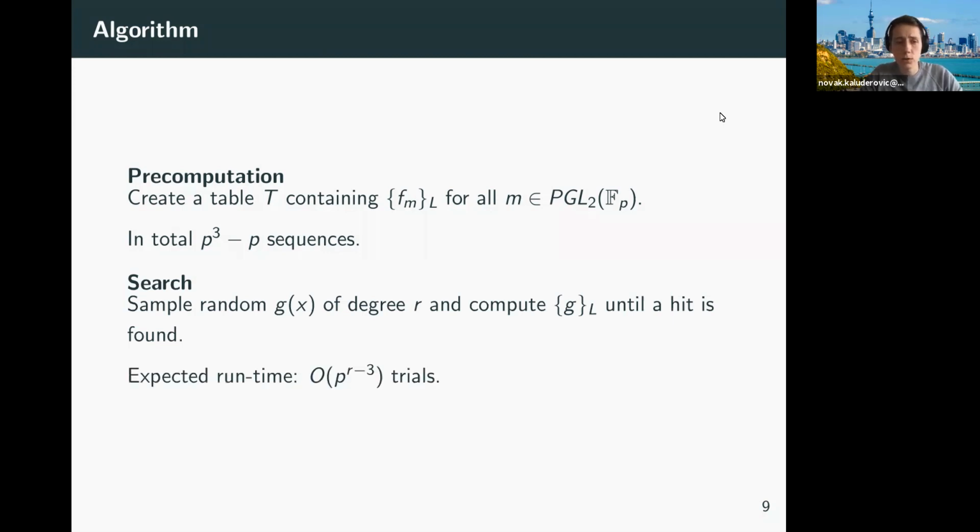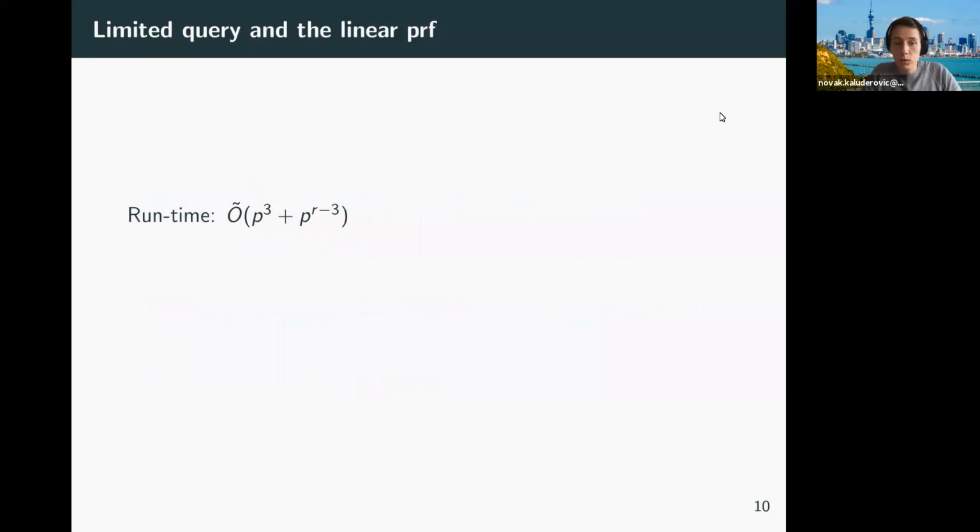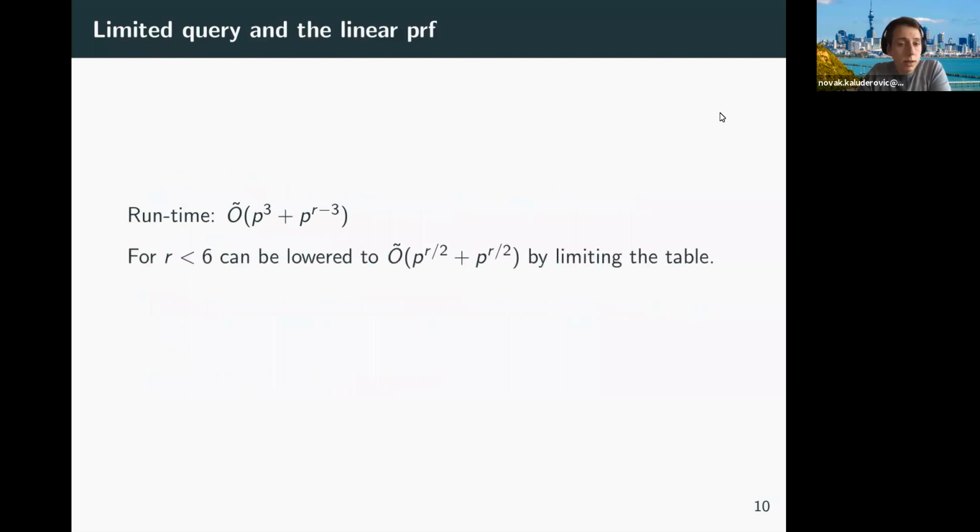Now we expect to finish the search phase after p to the r minus 3 trials. So the runtime is essentially p cubed for the pre-computation part and p to the r minus 3 for the search part. If r is lower, then we can lower this runtime by simply limiting the table to p to the r over 2, and we can reach the optimal runtime, which is the birthday bound, essentially, for these table-based searches.